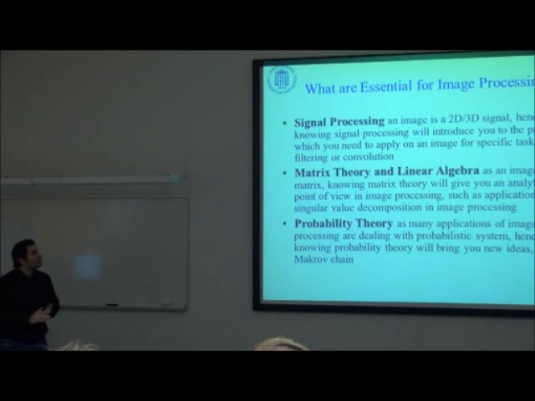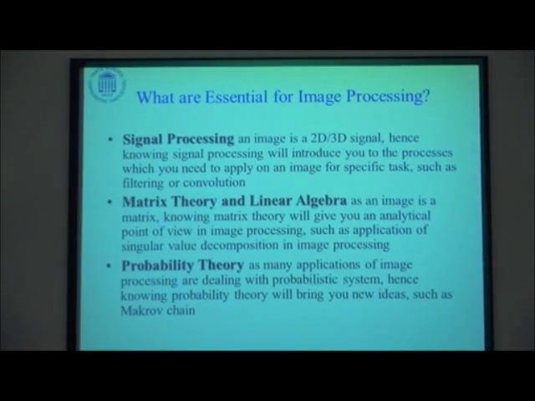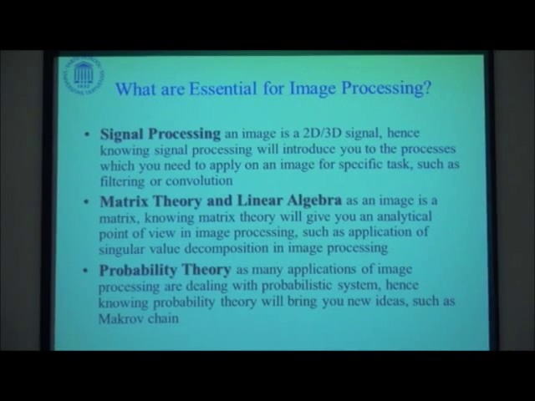Now, what is essential for image processing? Because an image is a 2D or 3D signal, signal processing is very important. So you should have some knowledge of signal processing. Because if you have some knowledge of signal processing, you can apply all those techniques on an image. For instance, if you know what filtering is, if you know what convolution is, you can apply them to the image, and then you can interpret them.